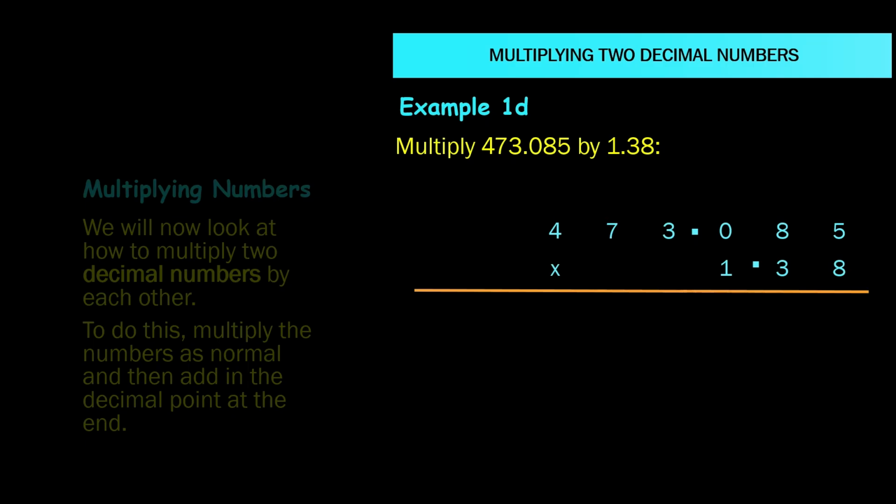Now let's take a look at how to multiply 2 decimal numbers by each other. Consider the example on the screen. So when multiplying 473.085 by 138, multiply in a manner similar to the previous example for the first 2 rows as shown.